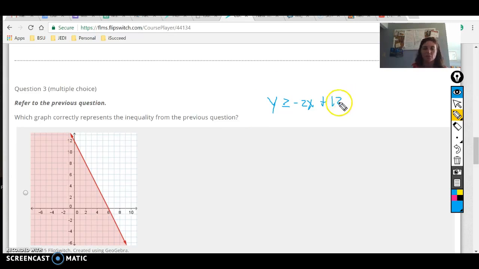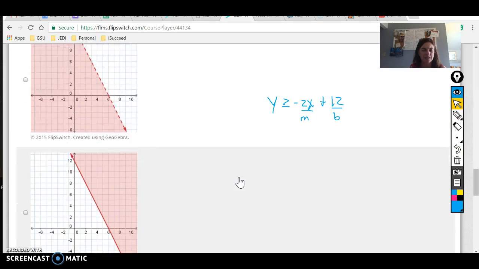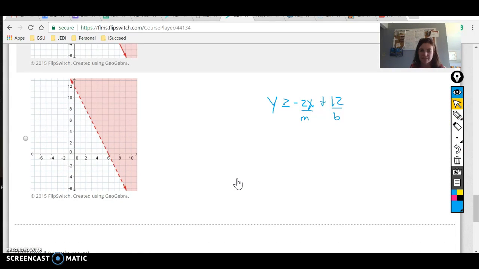Okay, so what I know is I have a slope of negative 2, which leans left, and I'm crossing the y-intercept. So this is my b value, and this is my m value, okay? Slope of negative 2 and crossing the y-intercept at positive 12. So let's scroll down, and every single one of these graphs does that, okay?